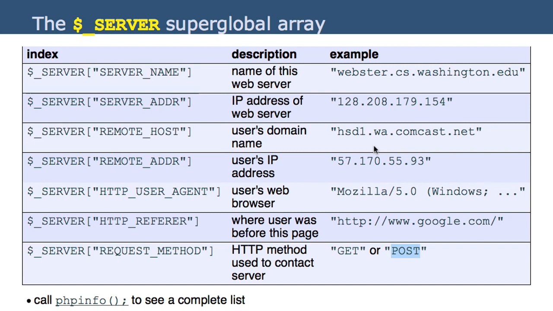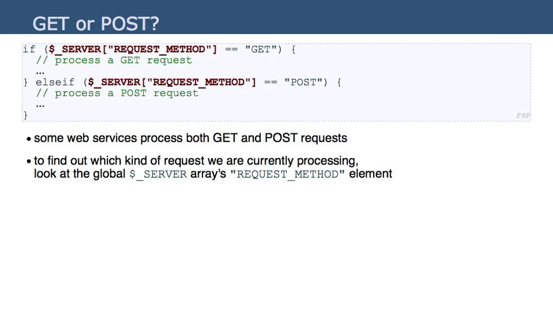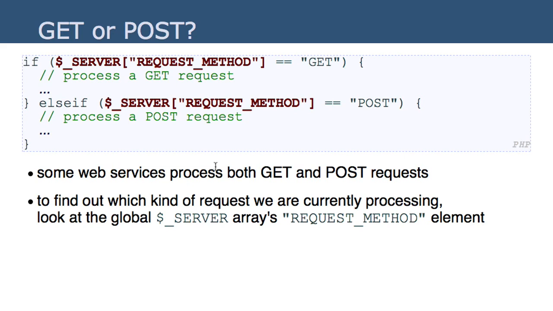So that's a very useful method. You can use this method in web services to determine whether you've been getted to or posted to. You can also determine the remote user's IP address and their user agent and things like that. Some of these are sometimes useful. I think the request method is the one that I use the most. So you can differentiate between a GET request and a POST request this way, with an if-else block.